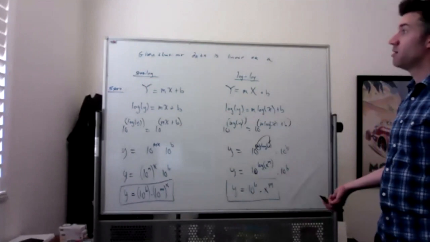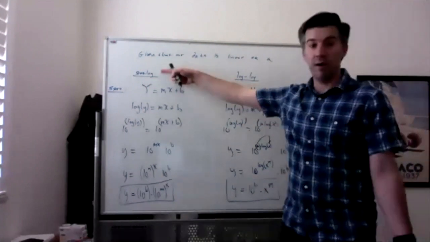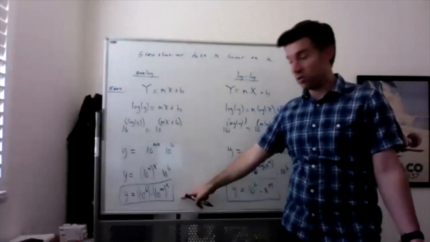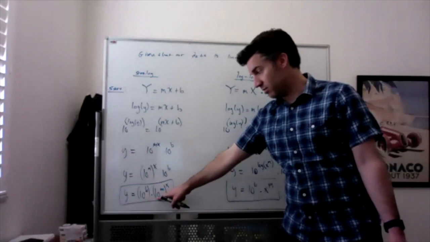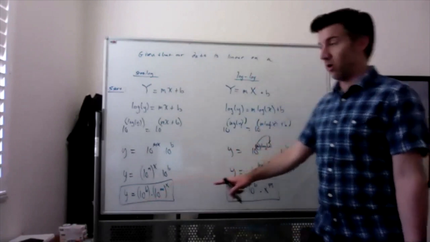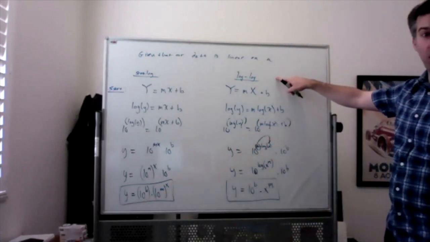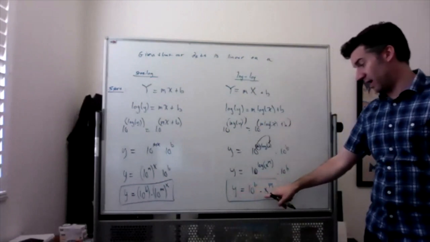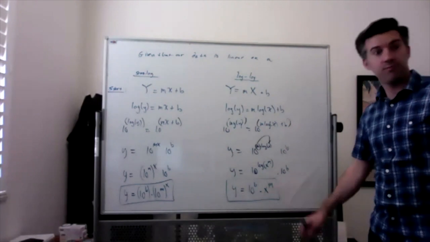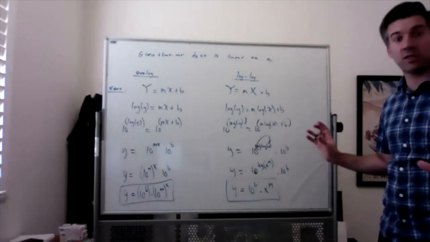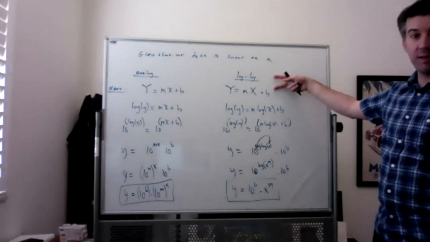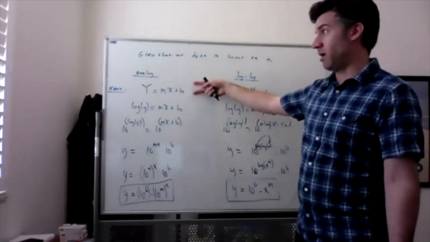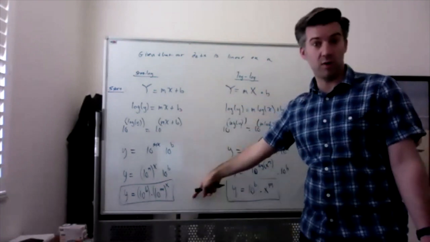So notice, if it's linear on a semi-log, our end result is an exponential function. You've got some constant times some number to the x power. Whereas if it's linear on a log-log, we end up with a power function. We get y equal to some constant times x to a power. So that should be a very firm connection in your mind: log-log being linear corresponds to a power function and vice versa, and semi-log being linear corresponds to an exponential function and vice versa.